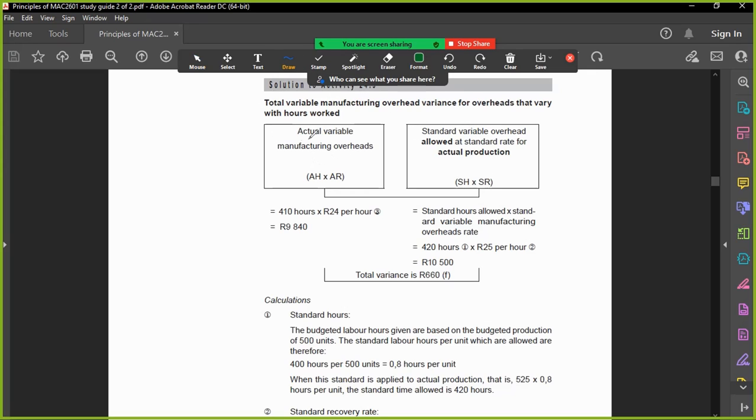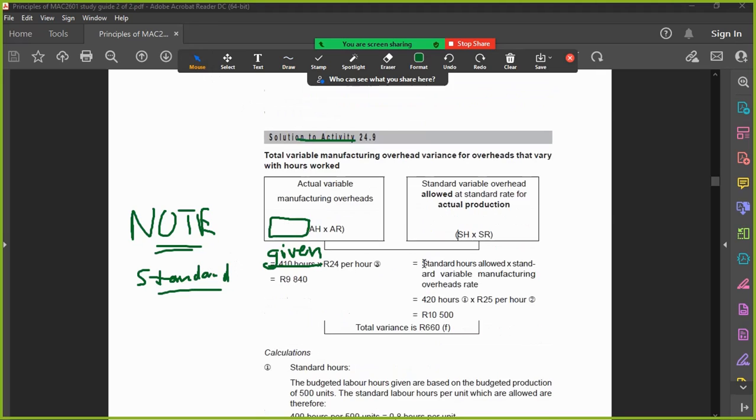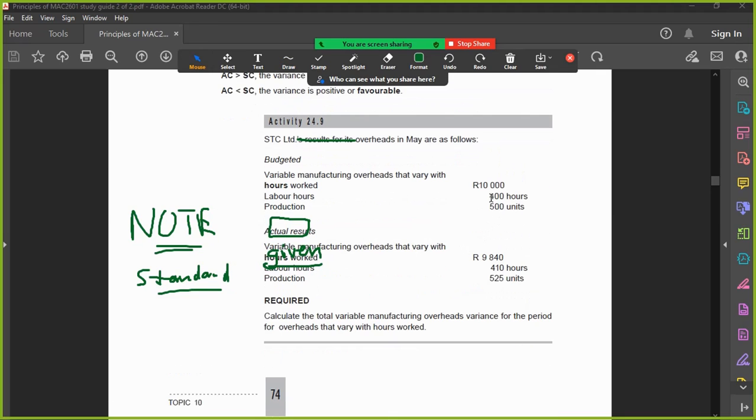So have a look at the actual. Actual was given in the question. Do you agree? Okay, but now remember we need to note what the standard is. If you go back to the question, remember the budget was only based on 400 hours, not 410 hours. Do you see that?